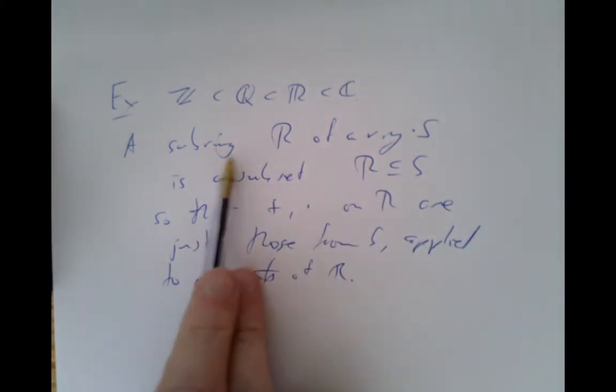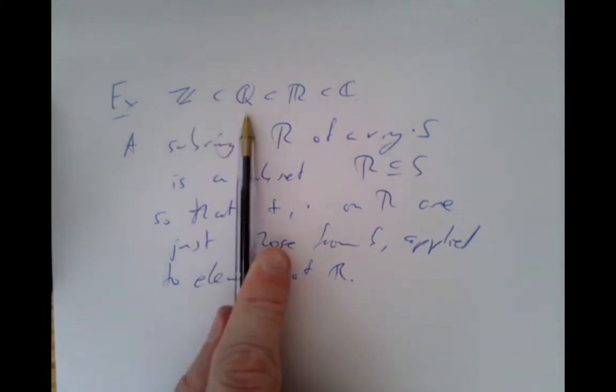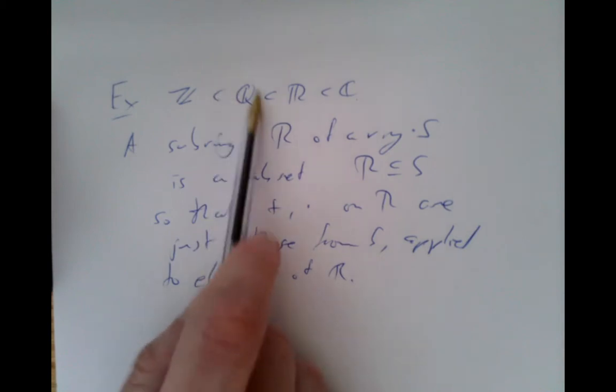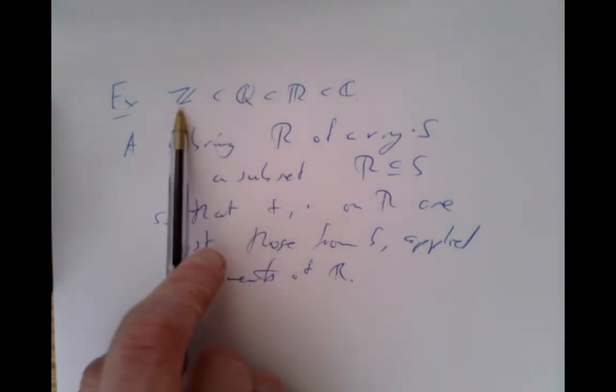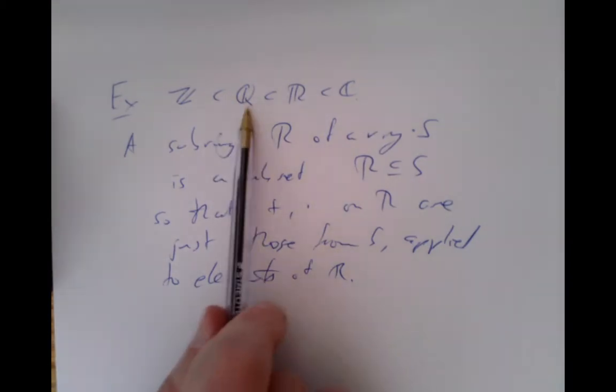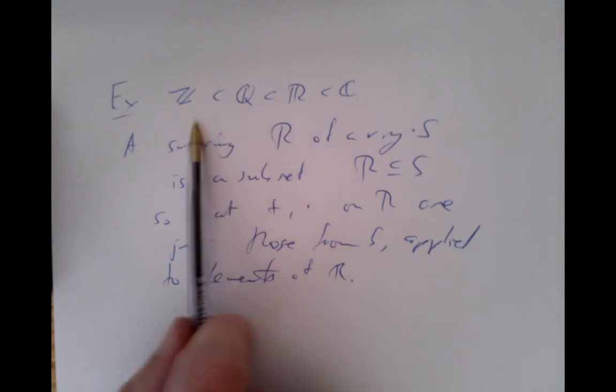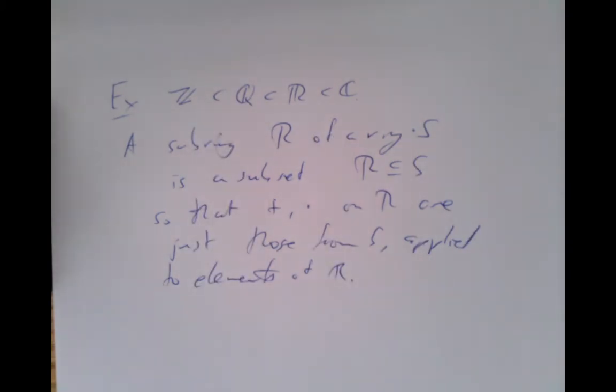So going back to our examples, for instance, the integers sit inside the rational numbers. And when you add integers to integers, you get integers. If you take rational number addition and apply it to integers, it gives you integer addition. If you take rational number multiplication and apply that rule to multiply integers, then you get integer multiplication.